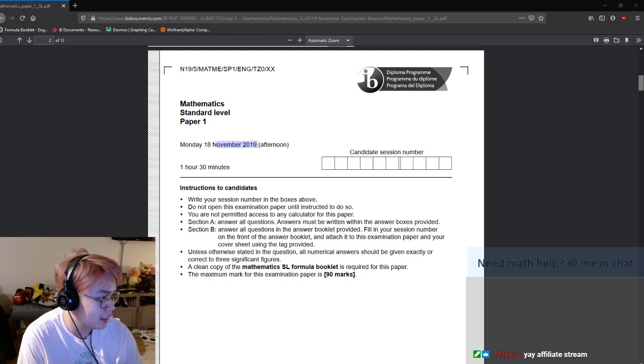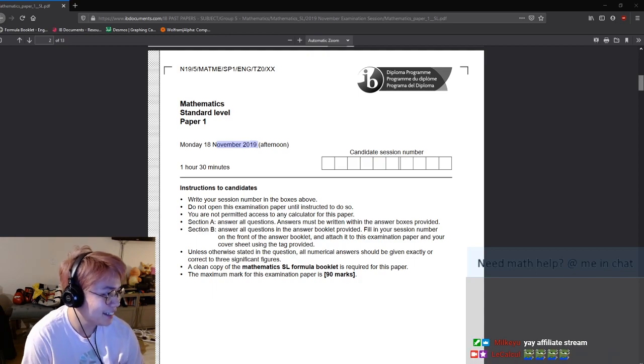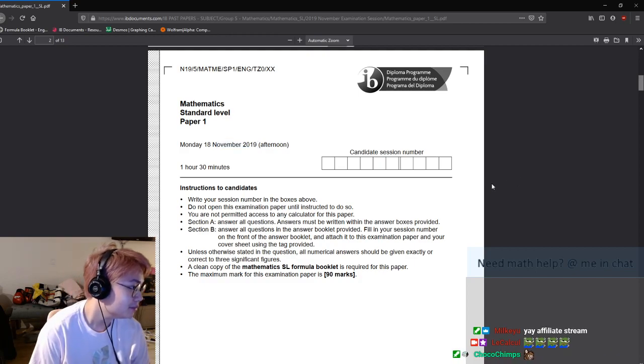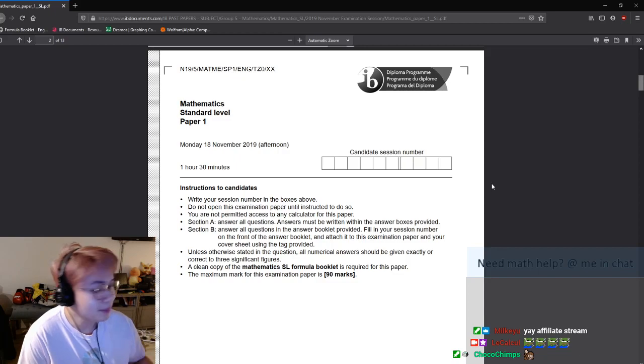And speaking of, because I'm an affiliate, I have my own custom emotes now. So here it is, a confused frog. Hello, hello.